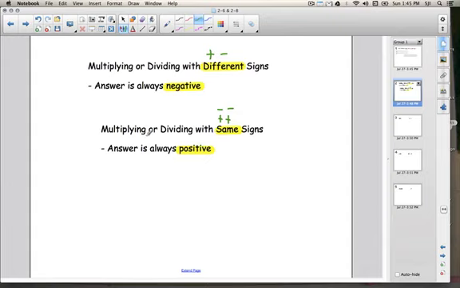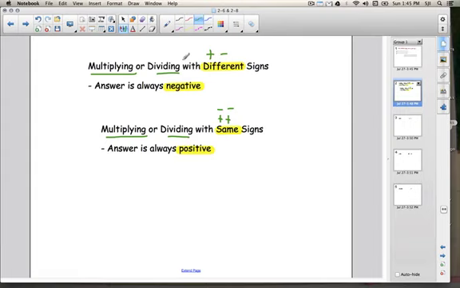Remember, this only applies for when you're multiplying or dividing. This does not apply to adding and subtracting. And just as a little warning, this is the number one thing that students get confused. They think that these two rules also apply to adding and subtracting integers. They don't. This is only for multiplying and dividing.